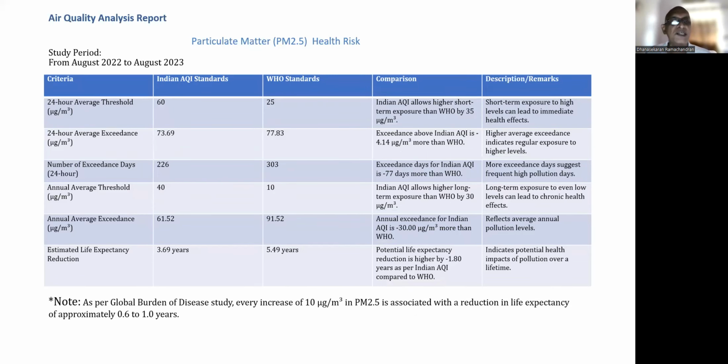The same explanation is given for PM 2.5, with a 24 hours average of 60 and an annual average of 40. It shows an estimated life expectancy reduction of 3.69 years for the Indian standards, and for the WHO standards 5.49 years.